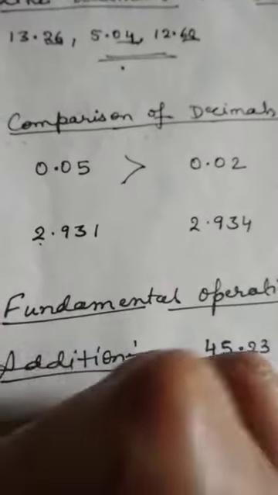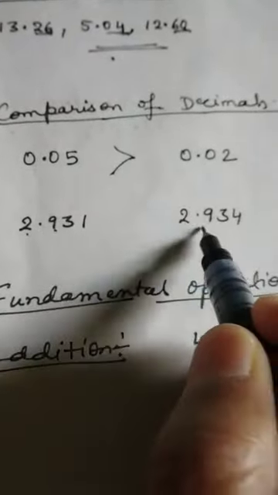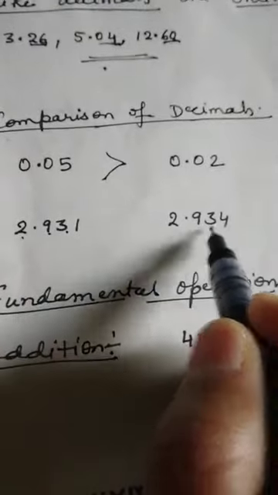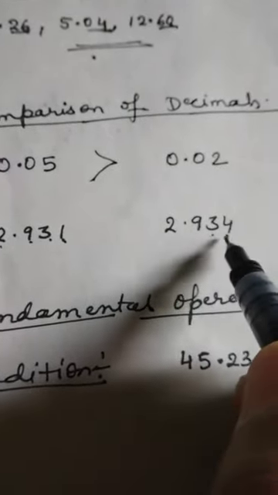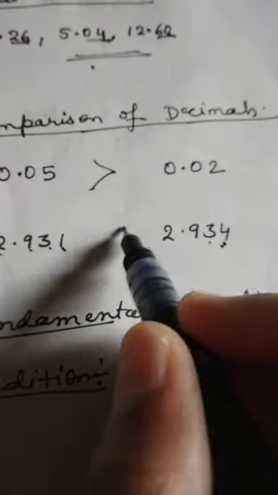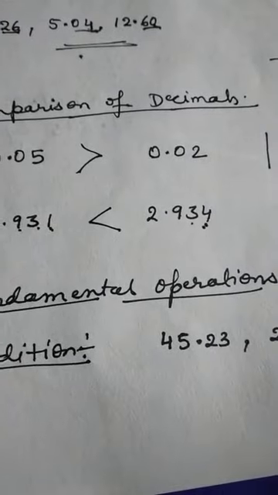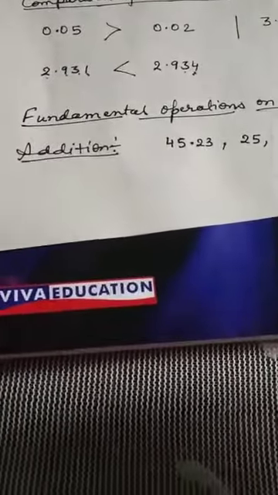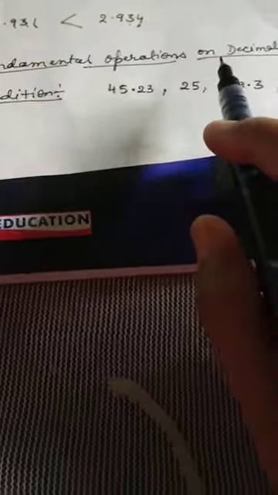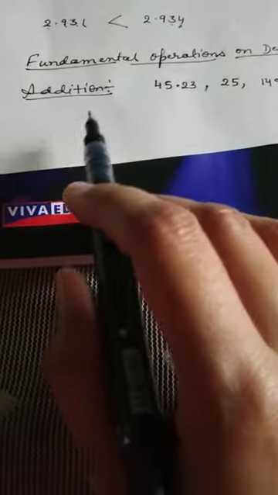2, 2. Same. Next number 9, 9. Same. 3, 3. Same. But next number 1 and this is 4. So which is greater, 1 or 4? 4 is greater than 1. So this one is greater. Clear?